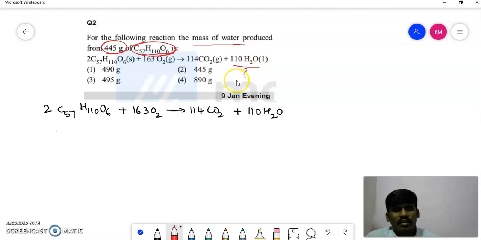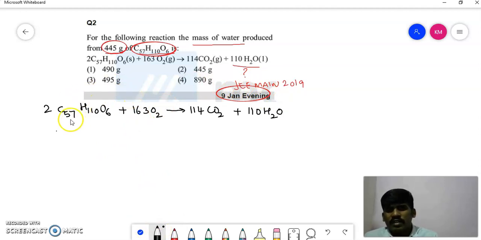This question was given in JEE Main 2019, January 9th afternoon shift. Let's take a look at it. How can we solve this question? This is the given reaction, you can see it here.